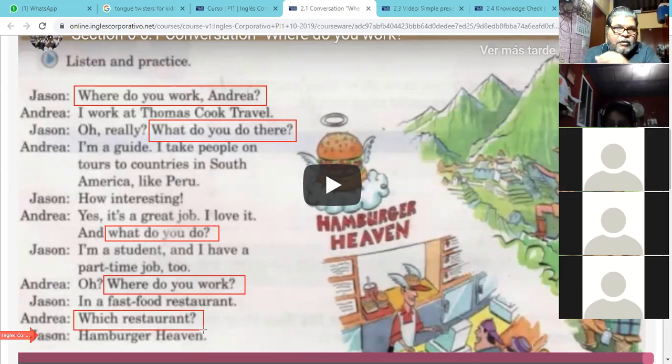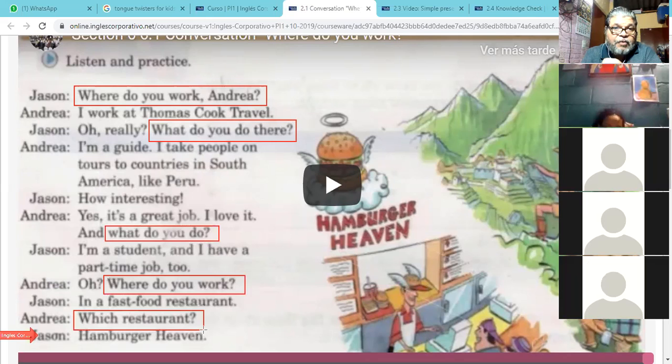So these are information questions. Information questions in simple present. Any question about this conversation, the vocabulary, or some difficult word?